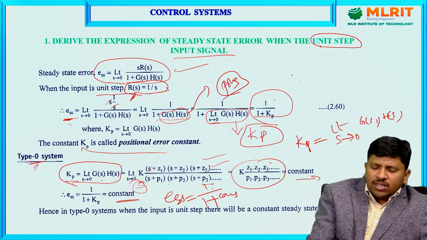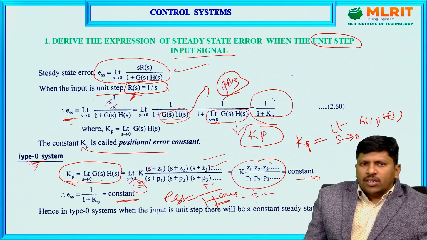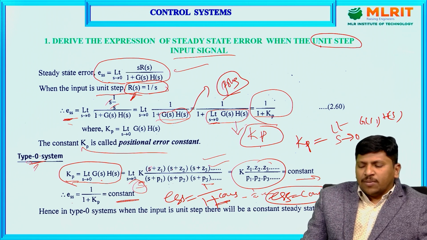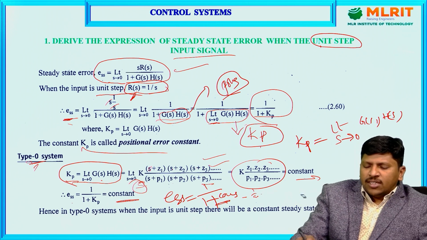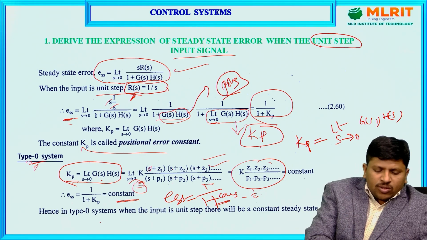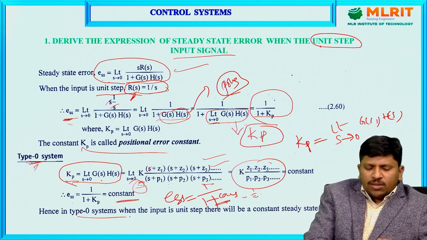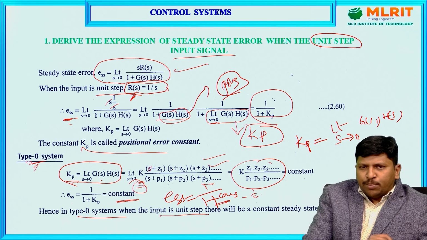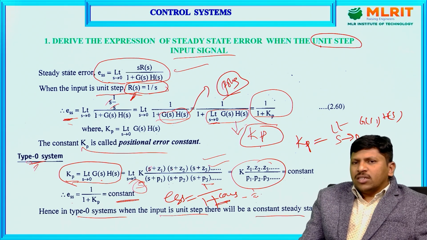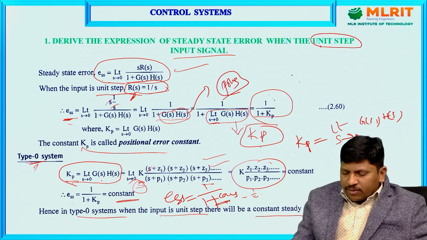So 1 divided by 1 plus constant. 1 plus constant is nothing but constant, and 1 divided by constant is nothing but constant finally. That's why the steady state error is constant for the type 0 system. For type 0 system, the steady state error is constant. Hence in type 0 systems, when the input is unit step, there will be a constant steady state error, right?